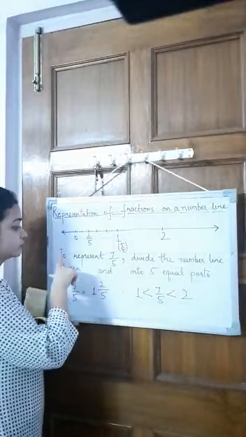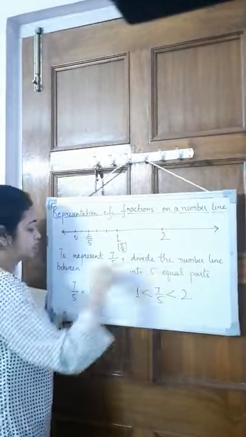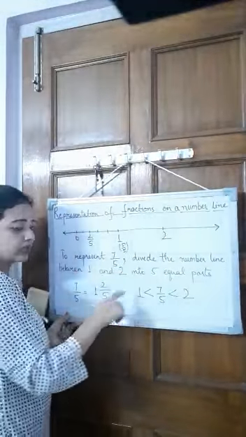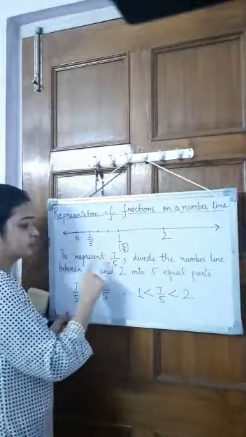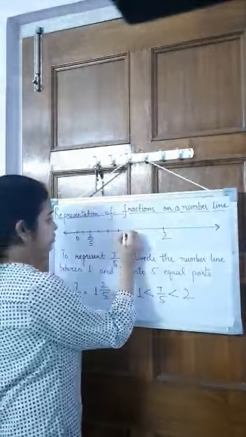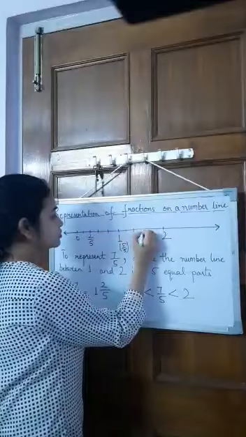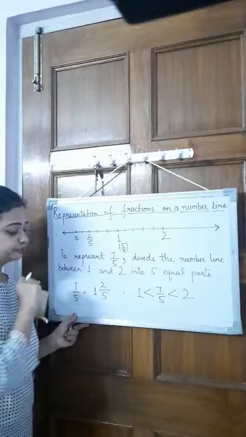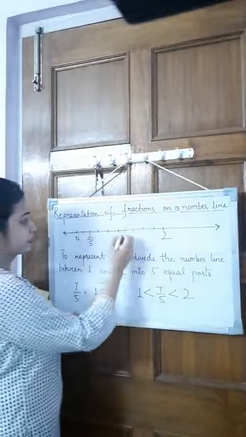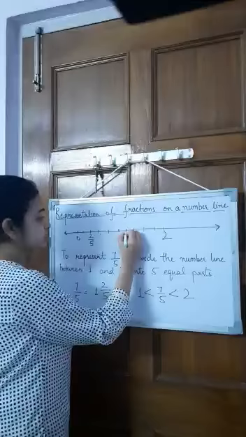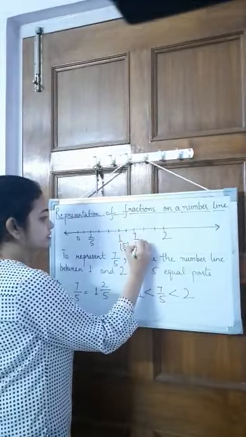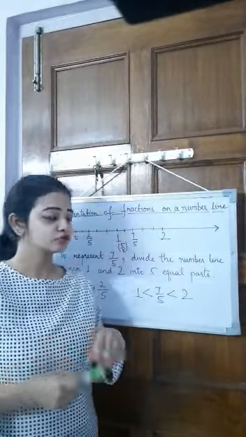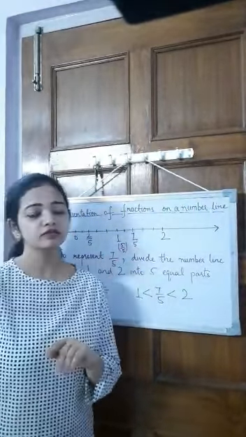So we can say that to represent 7 upon 5, we'll divide the number line between 1 and 2, and again into 5 equal parts only because the denominator remains 5. So this is 0, 1, 2, 3, 4 and this is 5 where we'll get the value 2. Now plot this. This is 5 by 5. So this is 6 by 5 and this is 7 by 5. Now I hope all these three cases are clear to everyone, how to represent all these types of fractions on the number line.